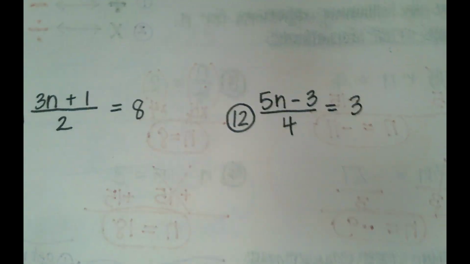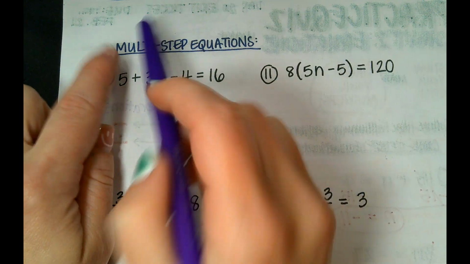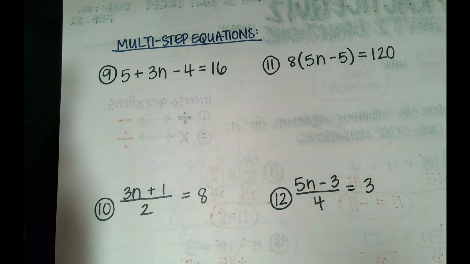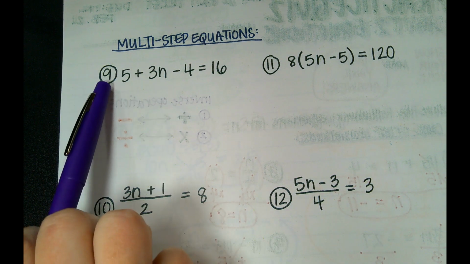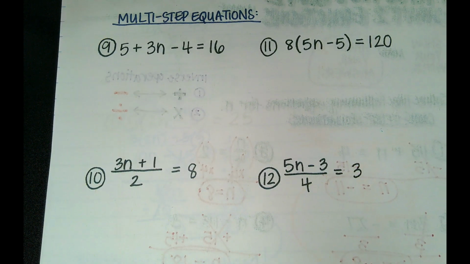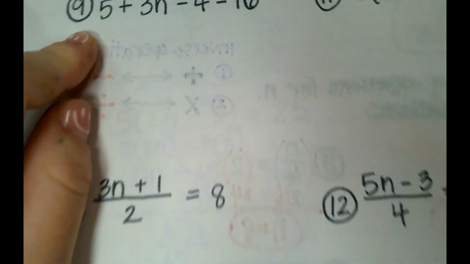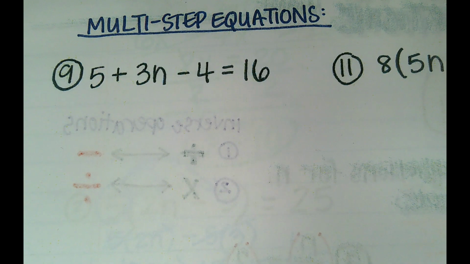Okay, so to the back side. Now you have 4 questions left, and they are multi-step equations. So this is where we might have to add and subtract more than once at the beginning, especially for number 9. So let's see. Number 9, I have 5 plus 3 times n minus 4 equals 16.